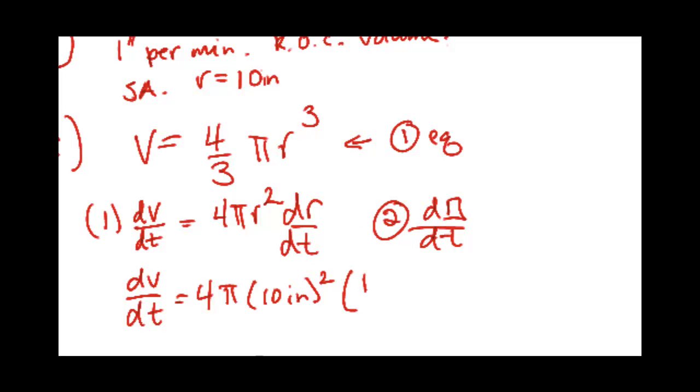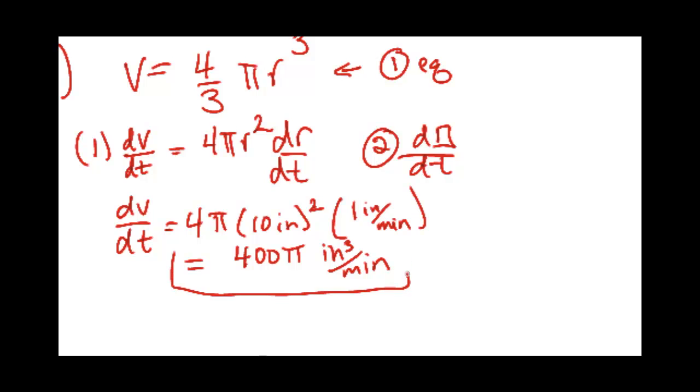Now, the clue that this is your dr dt is that per minute. Anytime you see per minute, that's your d whatever dt. In this case, we're talking about the radius, so it's dr dt. And it's going to be 1 inch per minute. And then when you plug in, your unit should be in inches cubed per minute, so it would be 400, 10 squared is 100 times 4, and inches squared times inches is inches cubed per minute, like we expected. Alright, so that's a basic example.